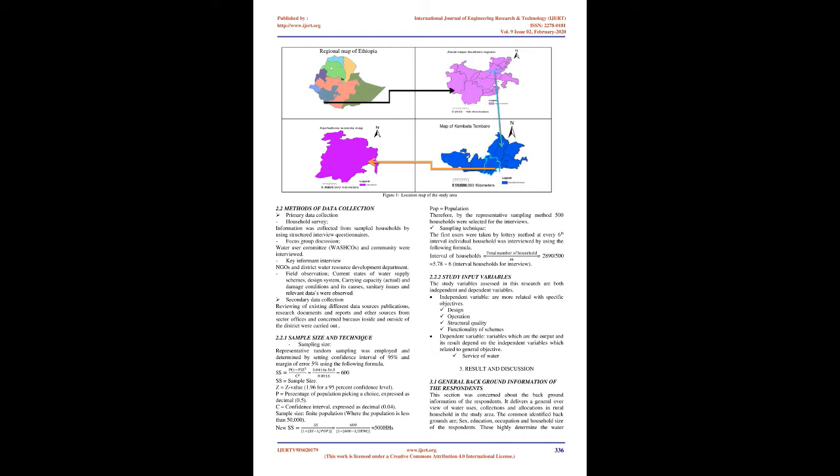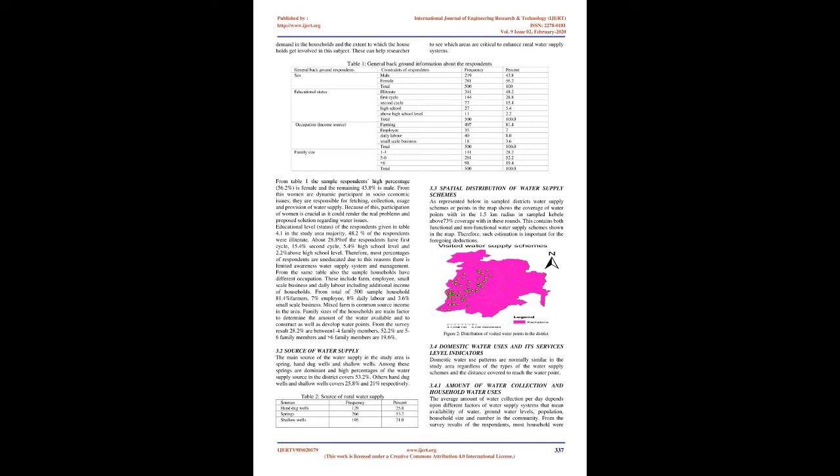SS equals sample size. Z equals Z value, 1.96 for a 95% confidence level. P equals percentage of population picking a choice, expressed as a decimal, 0.5. C equals confidence interval, expressed as a decimal, 0.04. Sample size for a finite population, where the population is less than 50,000: New SS = (1 + (SS - 1)/Pop) = 601, 600 - 1 / 2890 = 500 HHS. Pop equals population. Therefore, by the representative sampling method, 500 households were selected for the interviews.